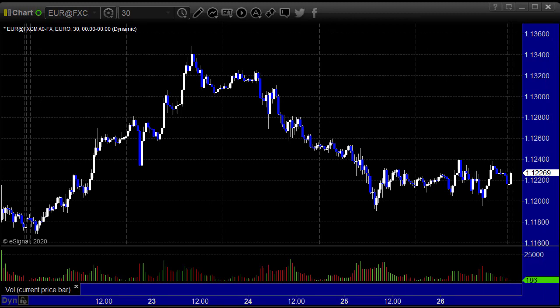Here's a look at the euro dollar index. High to low for the week is not even 200 pips. We went up Monday and Tuesday. We were coming back Wednesday. Thursday and Friday were a waste of time.